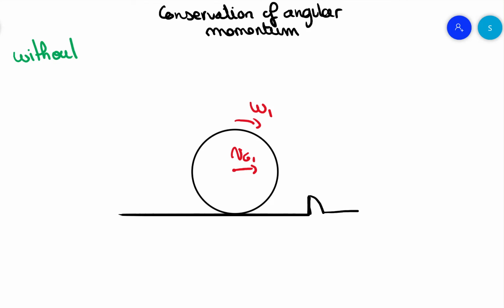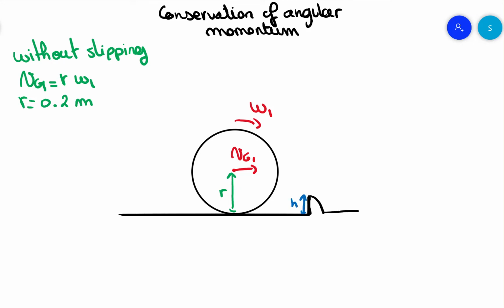Because it's without slipping, we know that Vg1 is equal to R omega 1. R is given. This is 0.2 meter. So Vg1 equals 0.2 omega 1. The question is what is Vg1 if the wheel will roll over this little obstruction there, at the height of 0.03 meter.